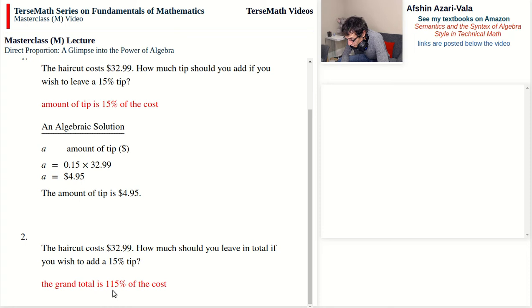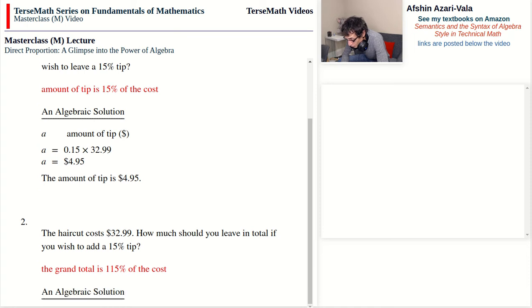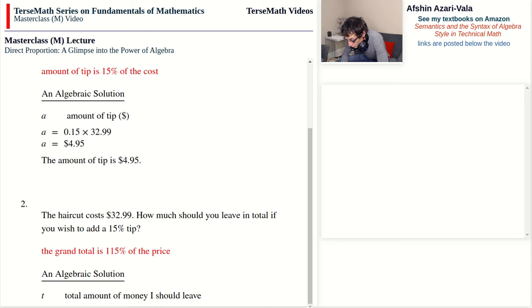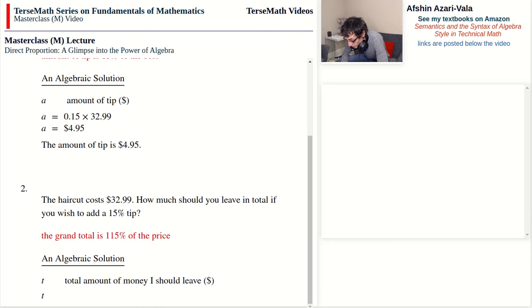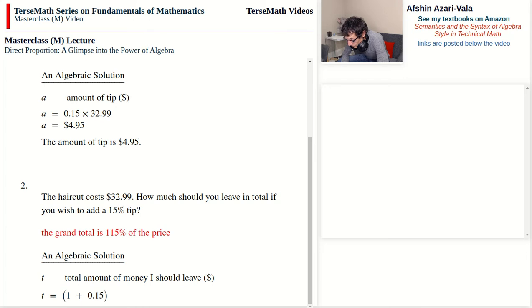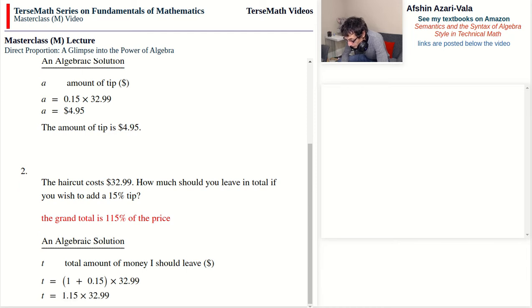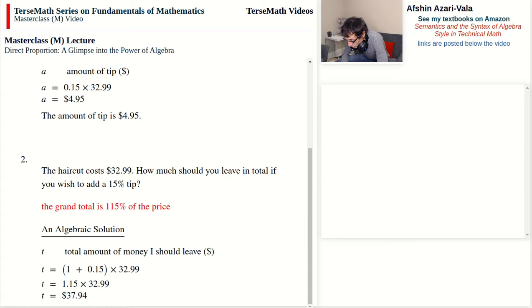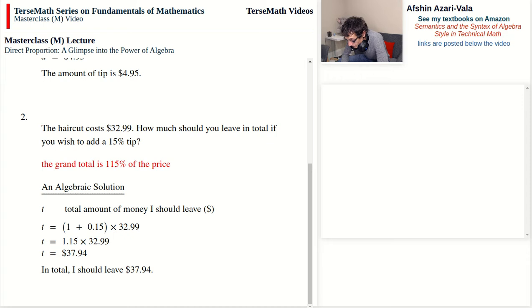With the grand total being 115% of the cost, we can now turn that into an equation with T representing total amount of money that I should leave in dollars. The total comes to 115%, so that there's your 100% plus 15%. So 115% of the cost, which is $32.99. So the total is 115% of the cost, which is $37.94. And therefore in total I should leave $37.94.